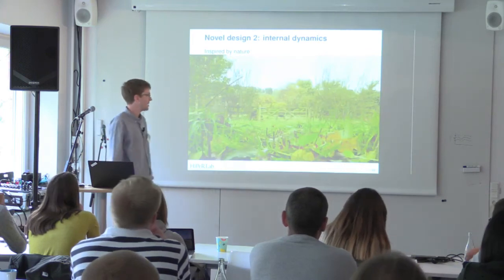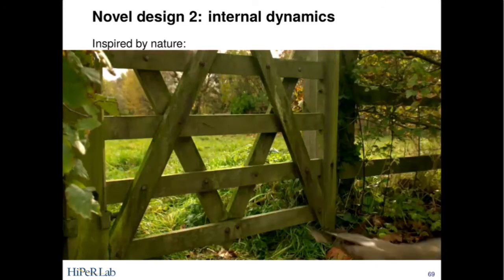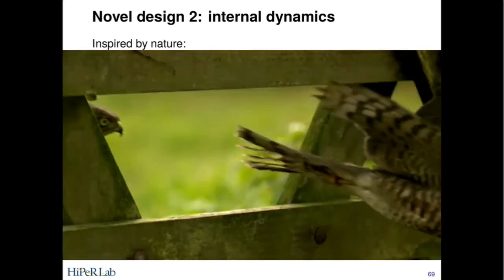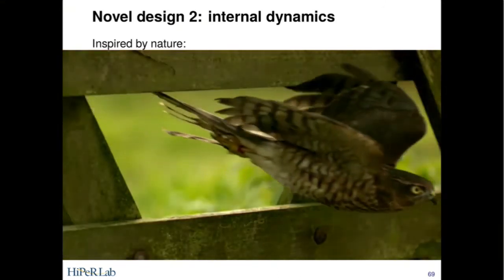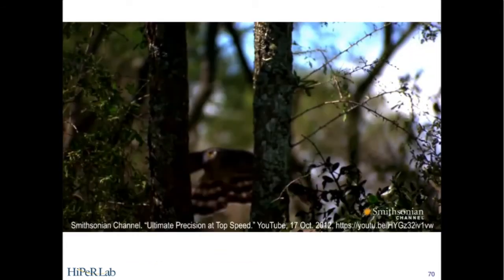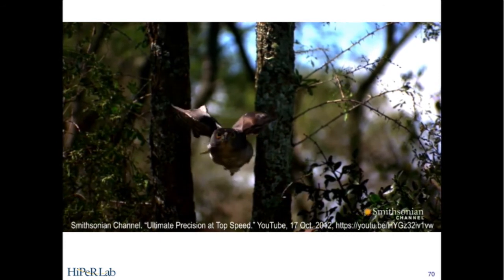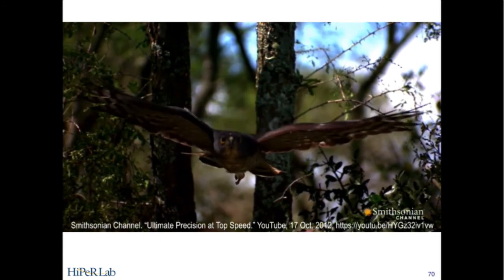So we all know that in nature you have very impressive flight in birds. Here we have an example of a goshawk that can operate through very narrow environments by changing its shape. Just another example of this, with this goshawk flying through a very narrow gap by changing its body shape.